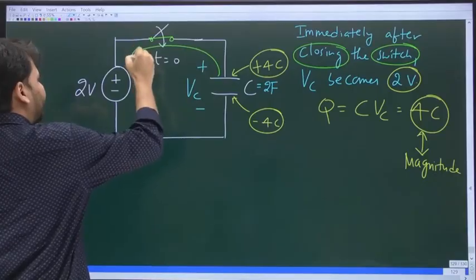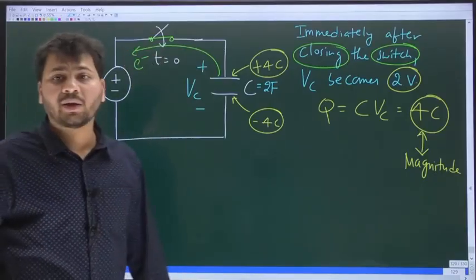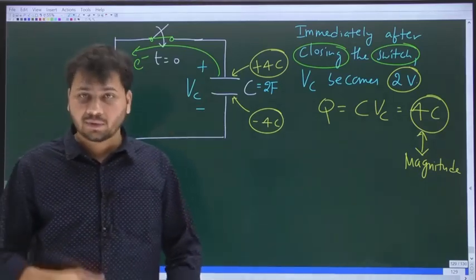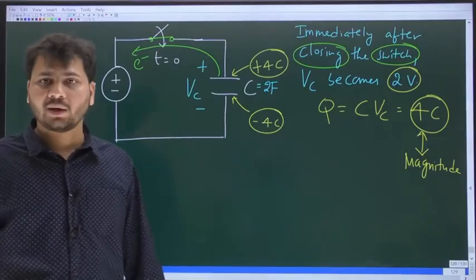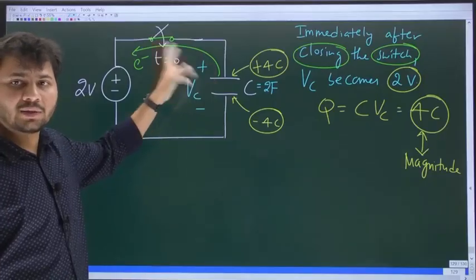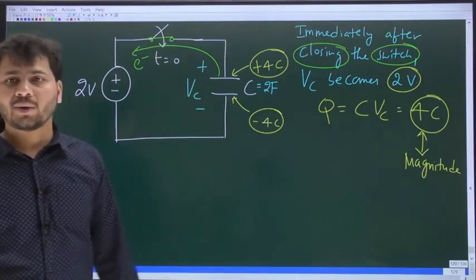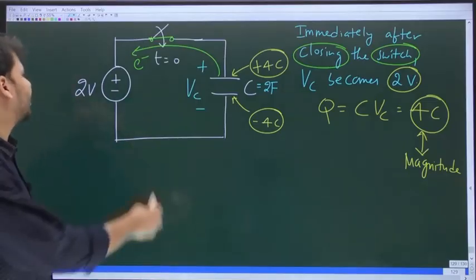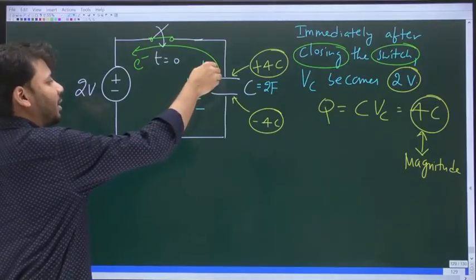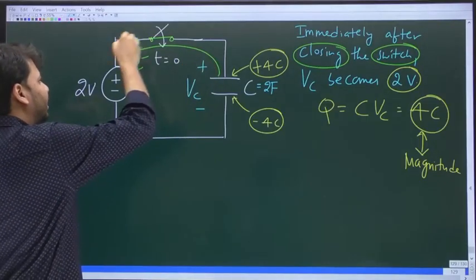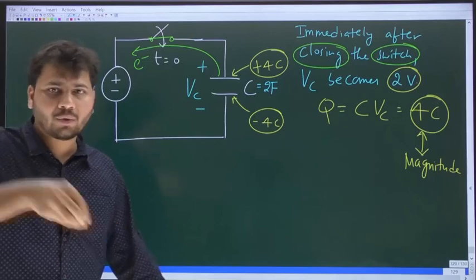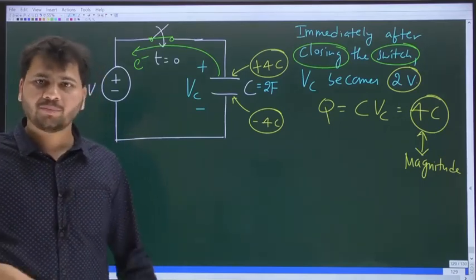Okay, so from the top plate, electrons are being removed. Why? Because the top plate is connected to the plus of the battery, and the plus of the battery will always attract electrons. So the top plate becomes positively charged. Now for the voltage source, some electrons are coming out from the top plate and going to the plus of the battery. For a voltage source, whatever electrons flow into the plus of the battery, the same electrons will come out at the minus terminal.